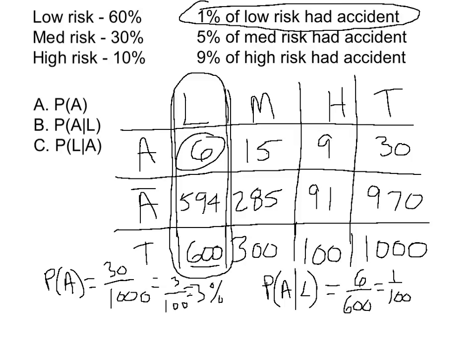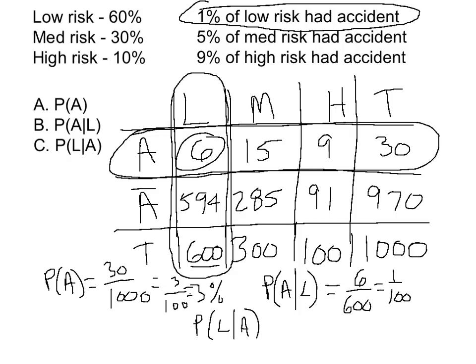But what if we were to reverse that? What if we were to find the probability that we had a low-risk person given they'd had an accident? Well, that changes things around a little bit. Now we're working with this row. We're given that the person had an accident. Well, there are 30 total people who had had an accident, and 6 of those were low risk. So that's 6 out of 30, or 1 out of 5, which we could call 20%, or 0.2.